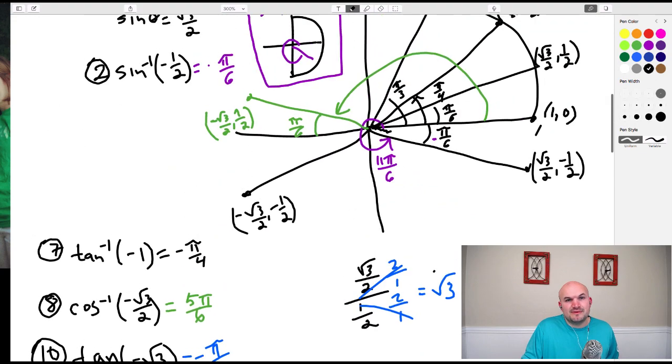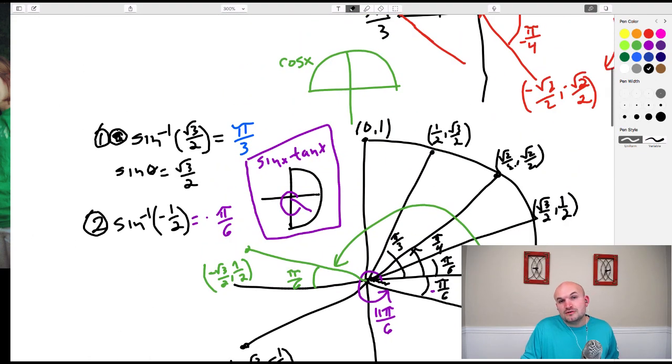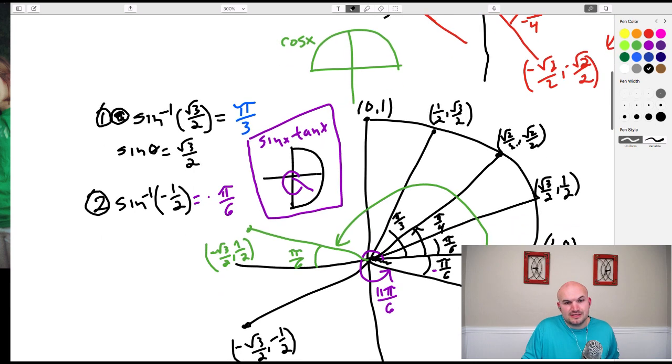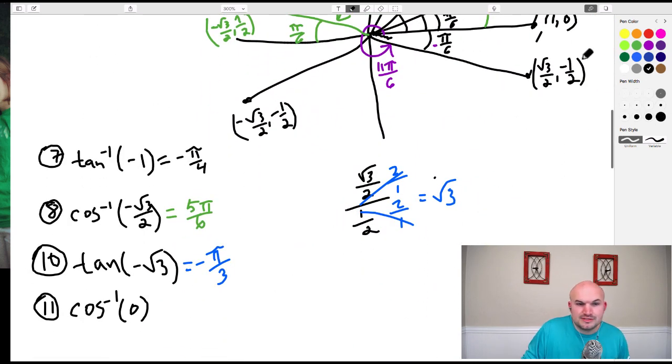And again, let's make sure. Does pi halves fall within the domain restriction of cosine? Yes, it does. So that is good. So that answer is just going to be pi halves.